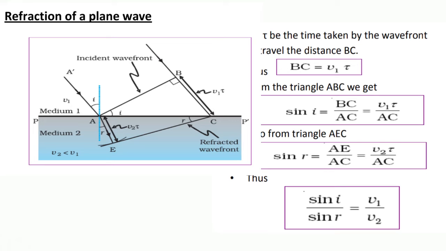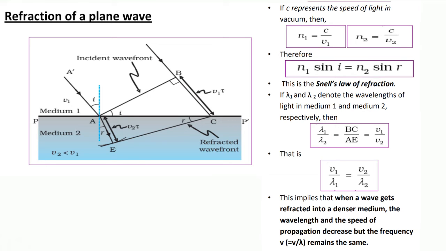Also from triangle AEC, sin r equal to AE divided by AC, that is equal to V2 tau divided by AC. Sin i by sin r equal to V1 divided by V2. If c represents the speed of light in vacuum, then n1 equal to c divided by V1, n2 is equal to c divided by V2. Therefore, the equation becomes n1 sin i equal to n2 sin r. This is Snell's law of refraction.